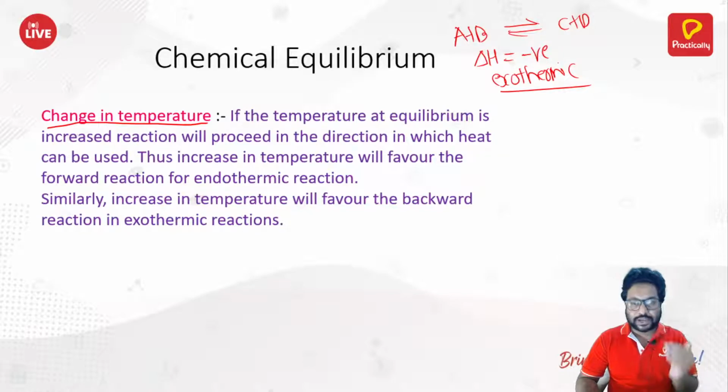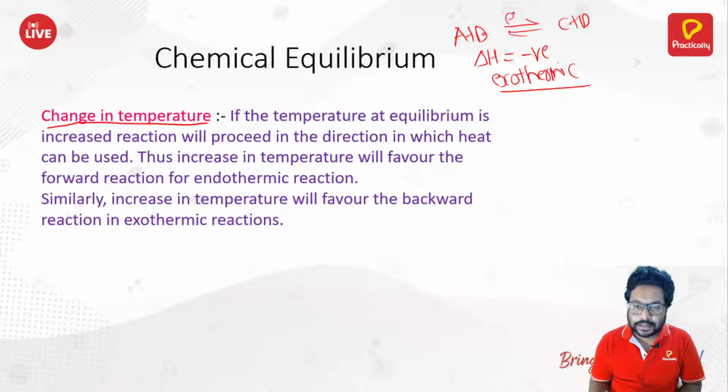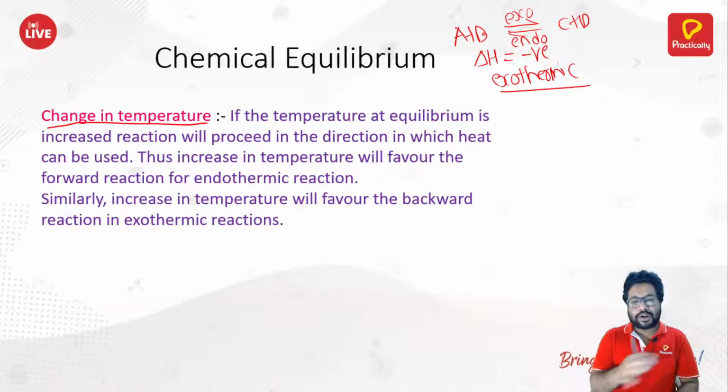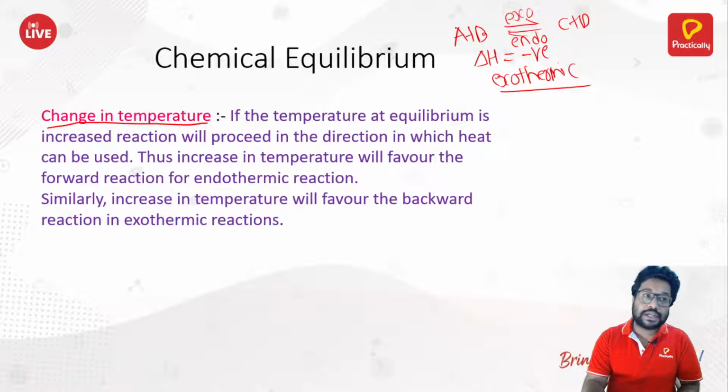Now suppose you try to increase the temperature of this reaction. Now remember one more thing. When the forward reaction is exothermic, the backward reaction has to be endothermic, which is obvious. If the forward reaction is releasing, suppose, 100 kilojoule per mole of energy, then the backward reaction will absorb the same amount of energy. In other words, whatever exo or endo the forward reaction is, the backward has to be exactly the opposite of it.